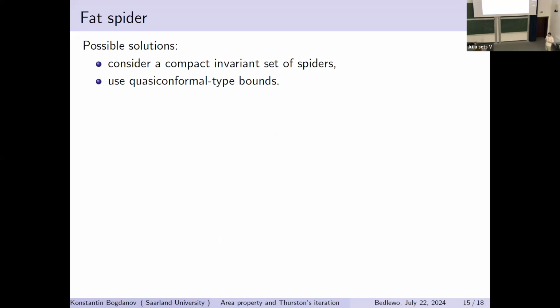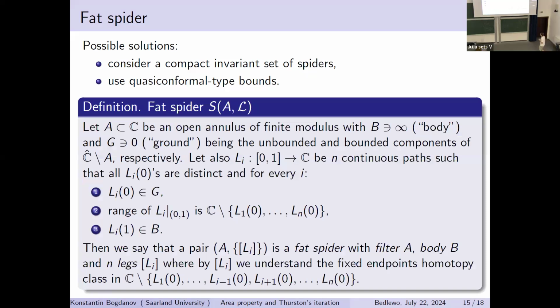And if we manage to prove that under our Thurston map phi, this compact invariant set of spiders is mapping to some other compact invariant set of spiders, but always the same, then we also would have some compact subset in the Teichmüller space. And we also need to use quasi-conformal type bounds. Therefore, one should introduce a somewhat different structure which we call the fat spider.